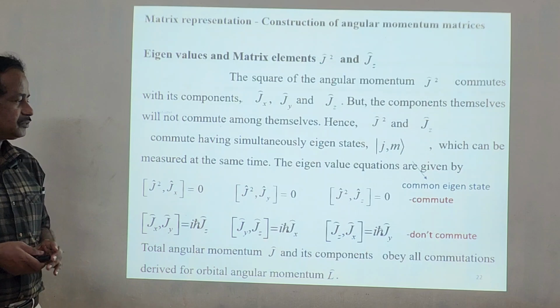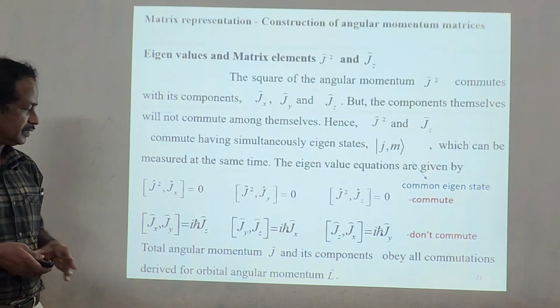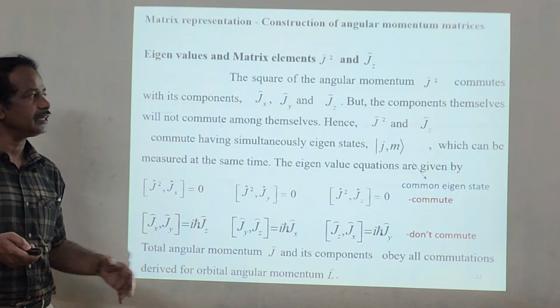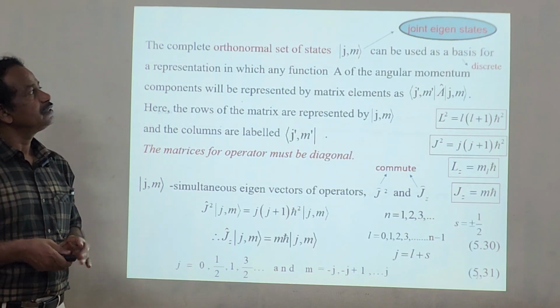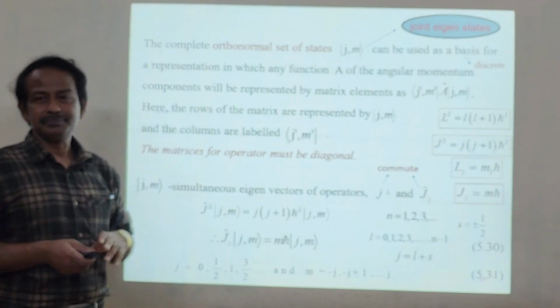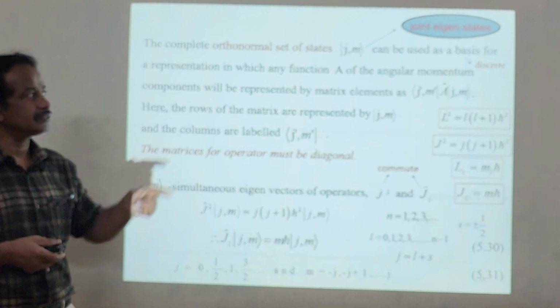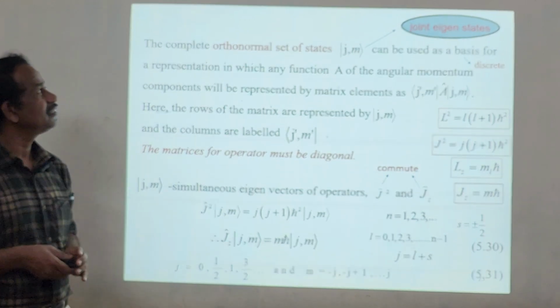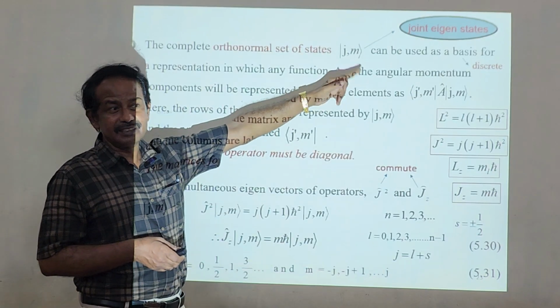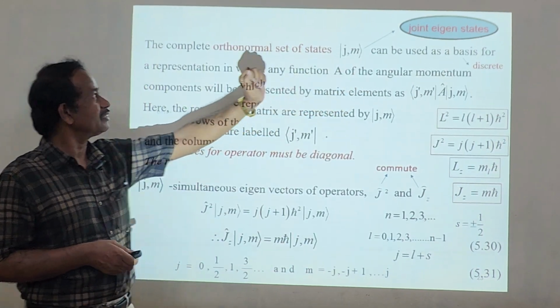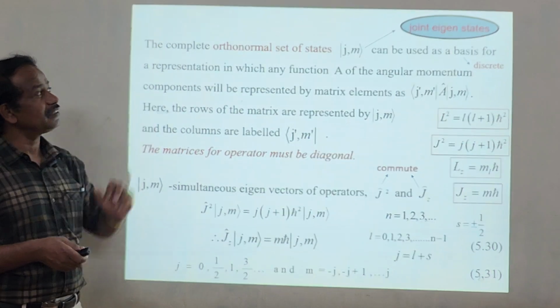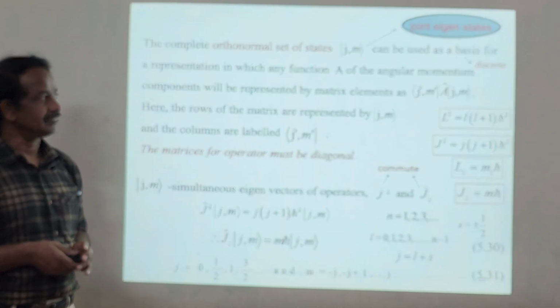So total angular momentum J and its components obey all commutations derived for orbital angular momentum L, which we know already. As I said, J comma m is nothing but common eigenstates, called joint eigenstates. Of course, they are all discrete bases, and they will have a complete orthonormal set of states.